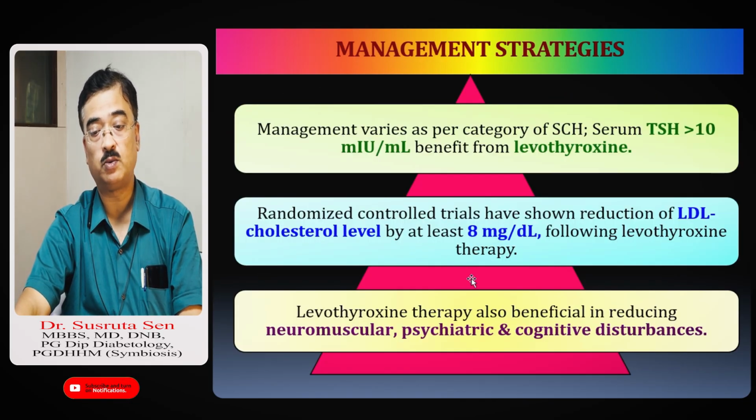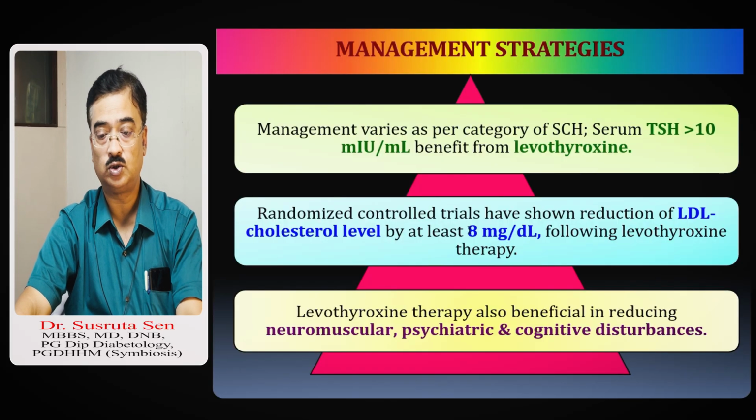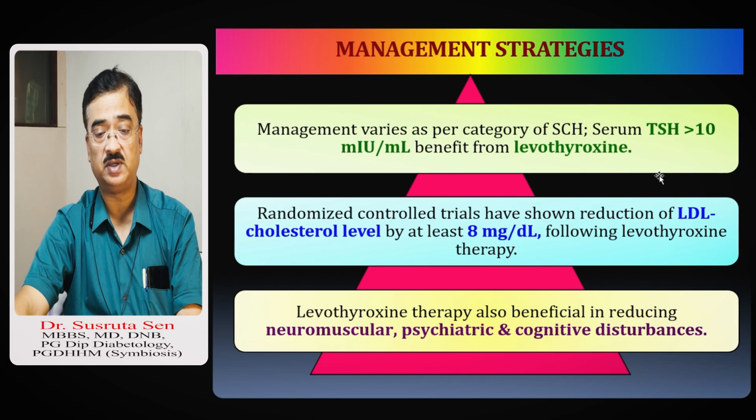The management: how to manage this. So management from the variceum category, as I said, if TSH is more than 10, start levothyroxine. Fine. And it is seen that early stage treatment also protects against dyslipidemia. That means cholesterol is rising in hypothyroidism, a very common feature. So early treatment reduces the risk of a rise in cholesterol level. Sometimes it is beneficial in neuromuscular, psychiatric as well as cognitive disturbances as well.